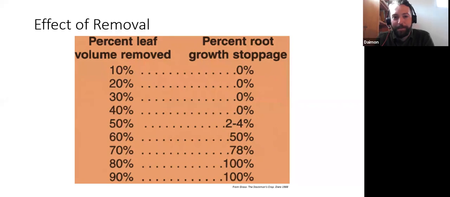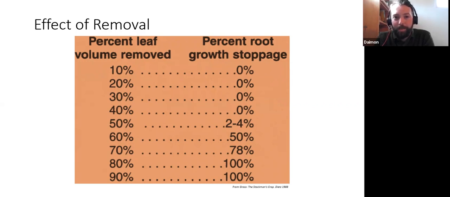Once you get up to about 60% of the leaf volume removed, all of a sudden half of the roots stop growing temporarily. Once you get up to 80%, you have 100% stoppage of root growth, and it takes 12 days for those roots to start regrowing after you've taken 80%. If you take 90% of the leaf volume, it can take up to 18 days for those roots to start regrowing.